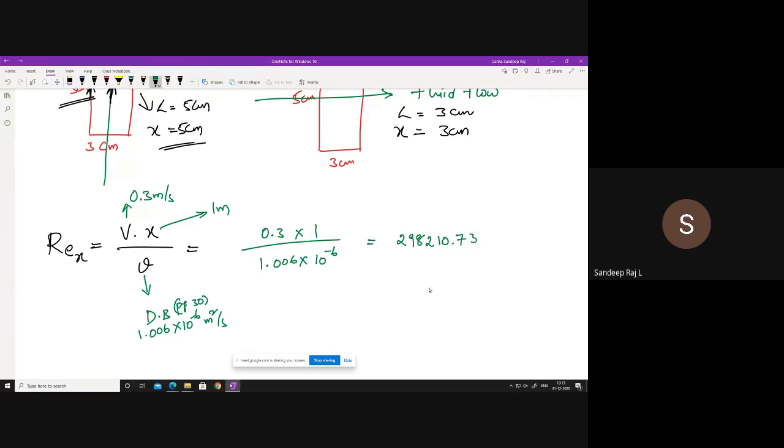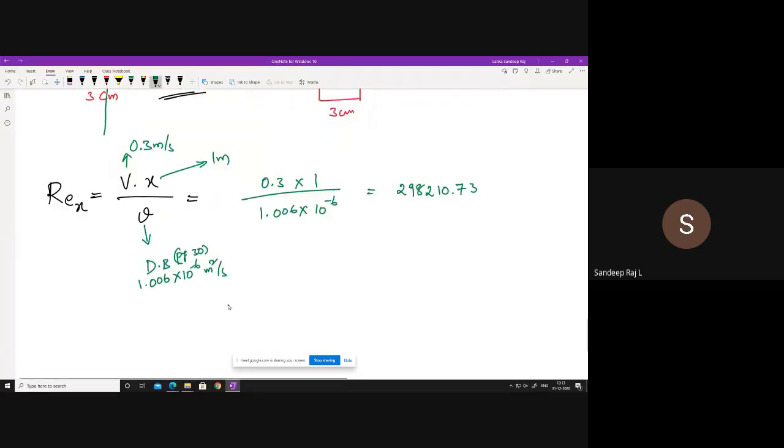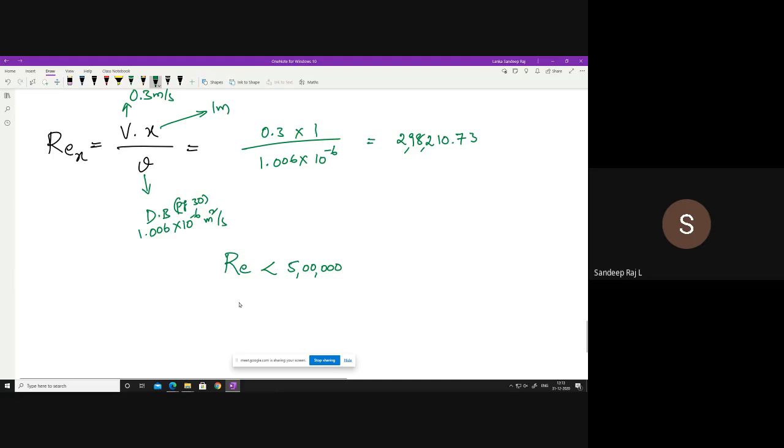0.73. Okay. So you can observe that the Reynolds number value is less than 5 lakhs, isn't it? It is only 2,98,210. So it will be less than 5 lakh. So Rex is less than 5 lakh. That implies the flow is laminar. Flow is laminar. What is the use of this laminar?